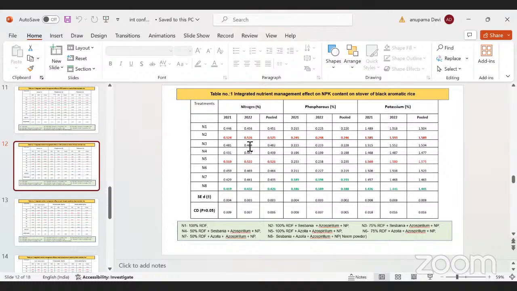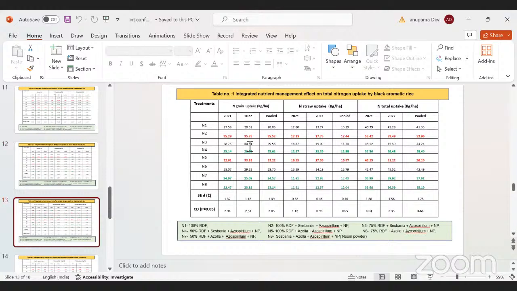And coming to phosphorus content in straw, significantly higher content of phosphorus is in the N2, but lowest in the N8, but it is at par with the N7. And coming to potassium, the highest is in the N2, but it is par with the N5. And then the lowest content of potassium is in the N8.